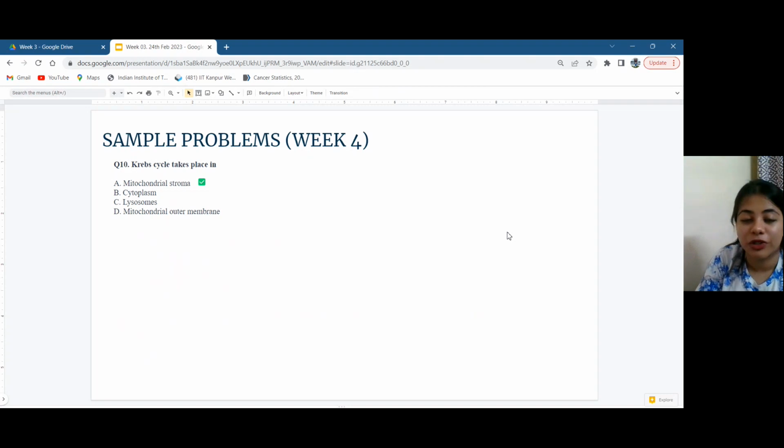So we were talking about the Krebs cycle previously. This question is asking about where it takes place. The options here are mitochondrial stroma, cytoplasm, lysosomes, and mitochondrial outer membrane. The answer, of course, is mitochondrial stroma, and that pretty much covers our sample problems and our assignment that has already been submitted for week 3.